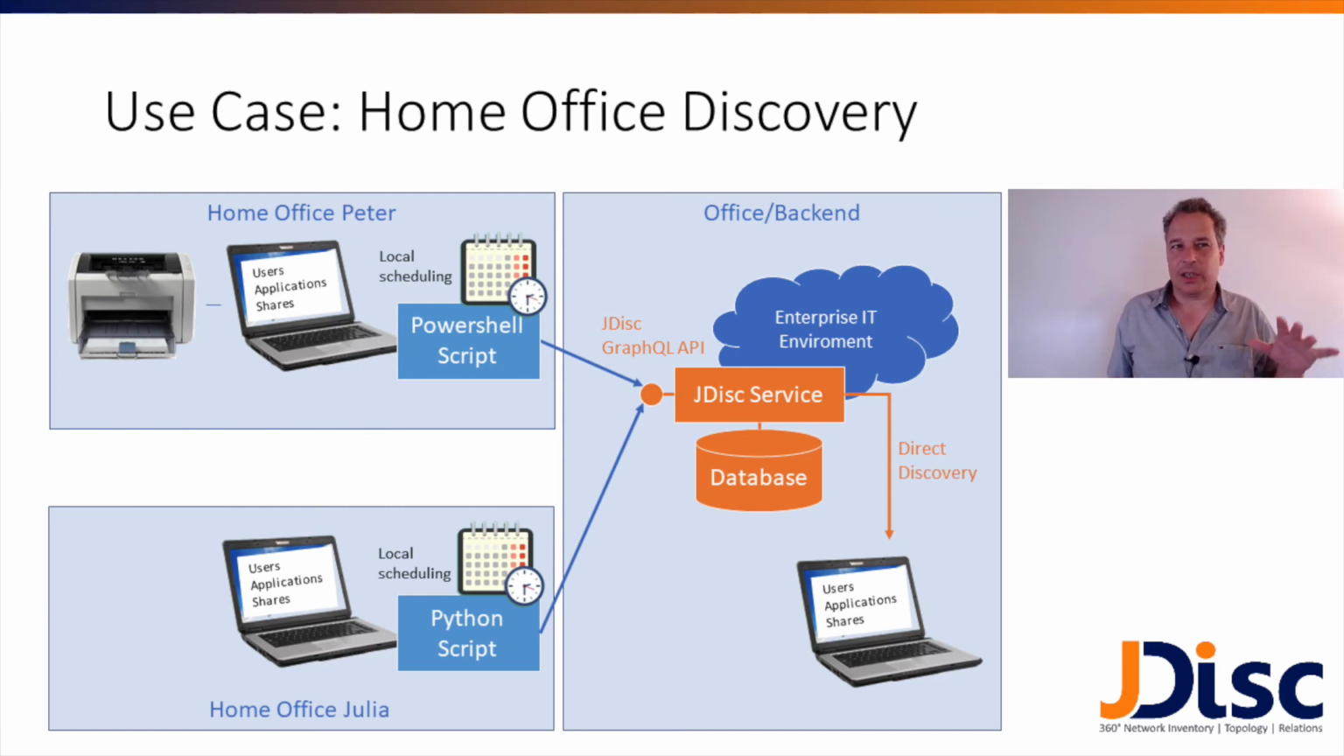So there might be a way to use the new Upload API to do a local discovery here in the home office, collect the data using some script or local binary, and then send it to JDisc Discovery so that we can do all the usual reports and the usual governance and checking that we want to do. That's a very interesting, up-to-date use case for the new Upload API.